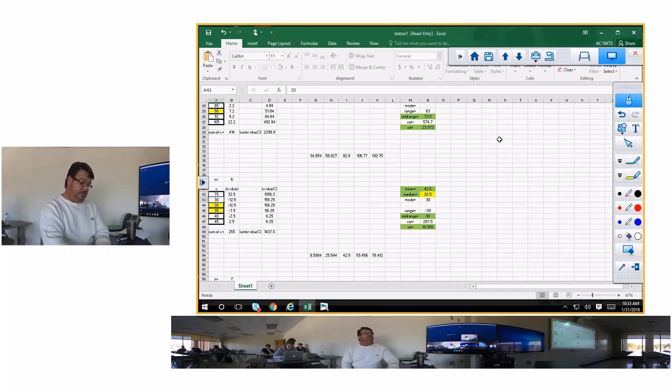75, 85, 85, 90, 91, and 100. Look at your mean, median, and mid-range. The data's tight. Look at the standard deviation.